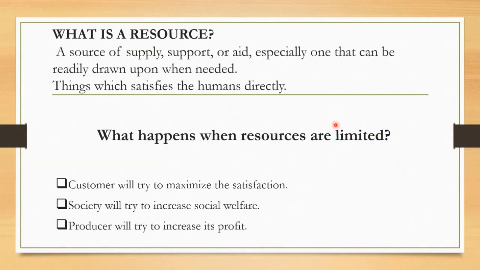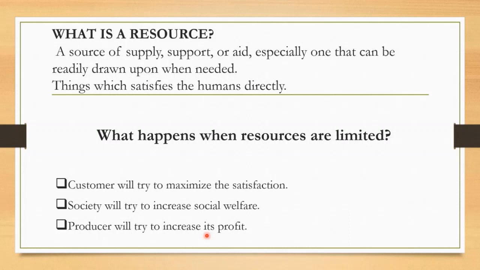Now, what is a resource? A resource is a source of supply, support or aid, especially one that can be readily drawn upon when needed. Or, to put it in simple words, things which satisfy the humans directly. What happens when resources are limited? The customer will try to maximize the satisfaction. Society will try to increase social welfare. Producer will try to increase its profit.